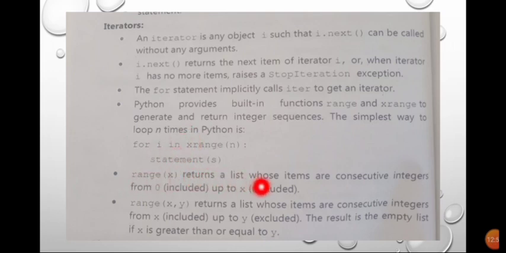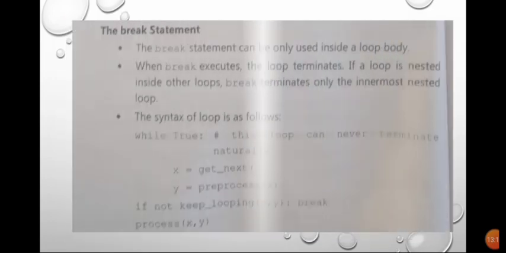Range(x) returns a list whose items are consecutive integers from 0, which is included, up to x, which is excluded. Range(x, y) returns a list whose items are consecutive integers from x, which is included, up to y, which is excluded. The result is an empty list if x is greater than or equal to y.